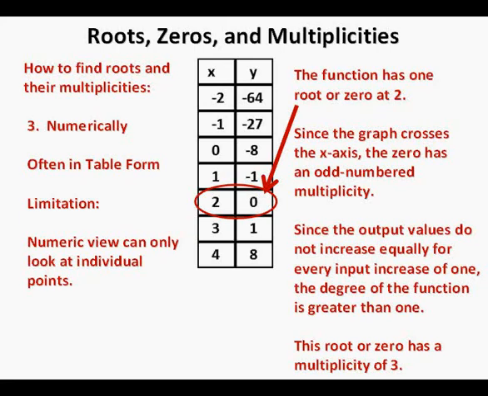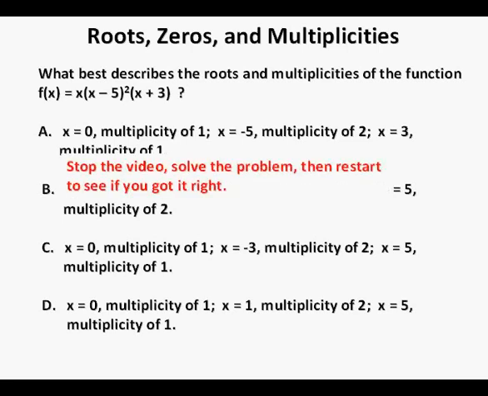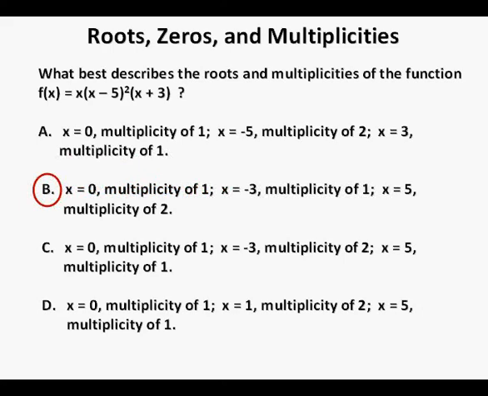Now we'll go over a few multiple choice problems testing the application of these concepts we've gone over. What best describes the roots and multiplicities of the function f of x equals x times quantity x minus 5 squared times x plus 2? Stop the video, solve the problem, then restart to see if you got it right. The correct answer is B. The roots are x equals 0 with a multiplicity of 1, x equals negative 2 with a multiplicity of 1, and x equals 5 with a multiplicity of 2.